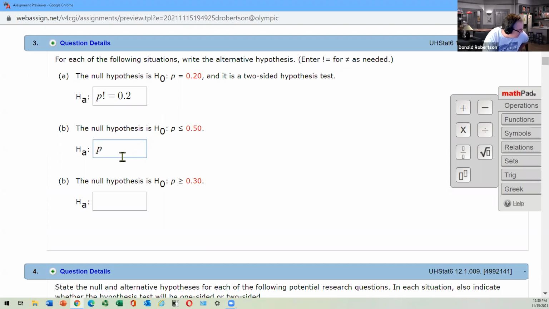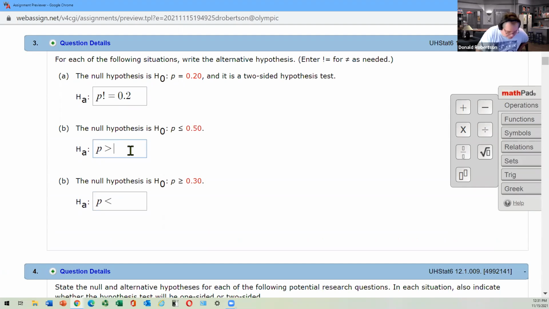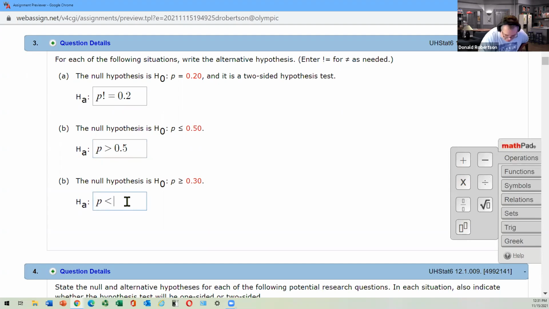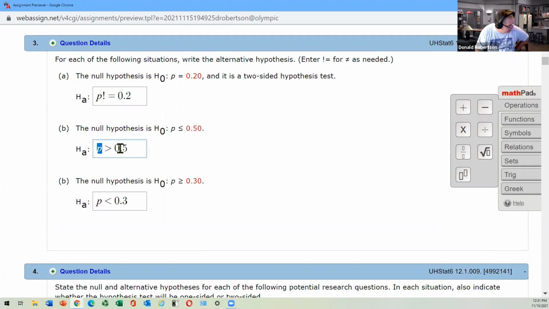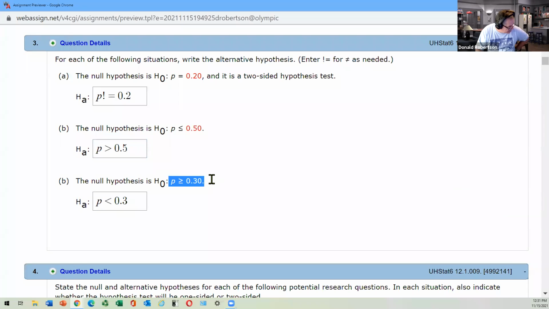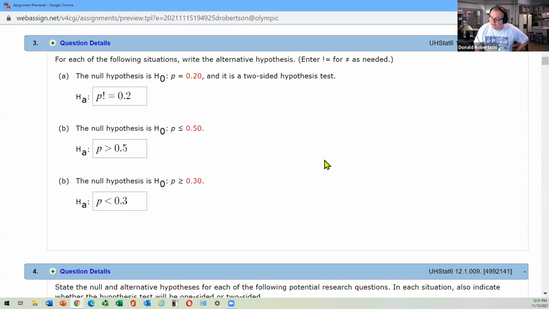Okay, I'm not liking this. Let me get the answers first and then criticize the book. That's 0.5, and that's 0.3. If this is the null hypothesis, how does that become the alternate? And if this is the null hypothesis, can you see why that's the alternate? Isn't the alternate the opposite of what the null is? So let me criticize them. Maybe they didn't mean that.